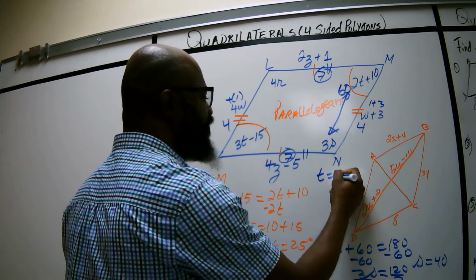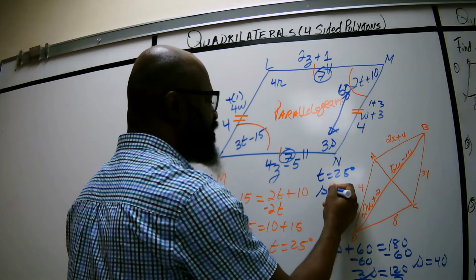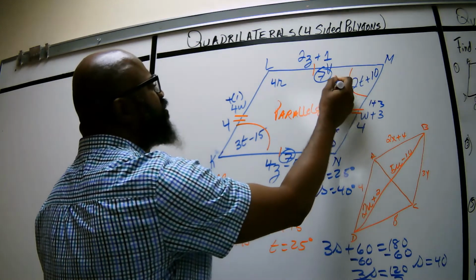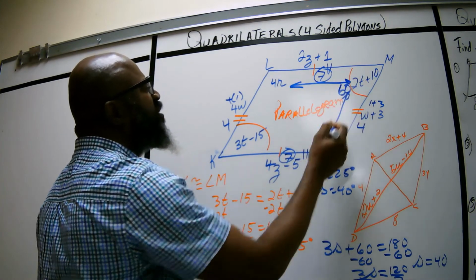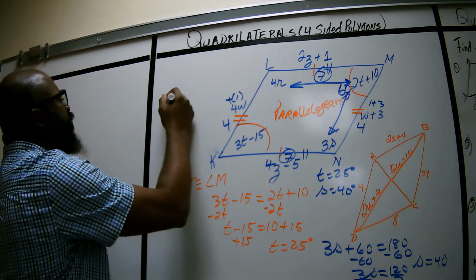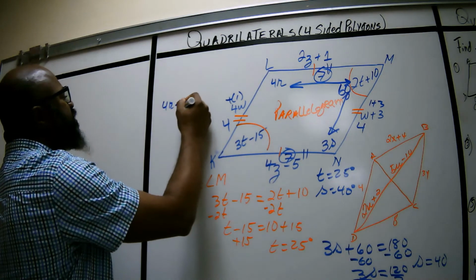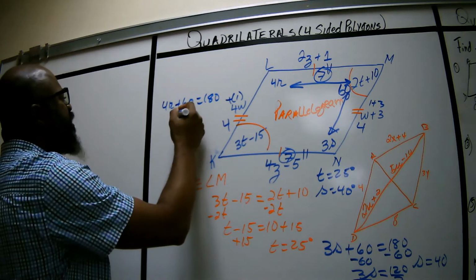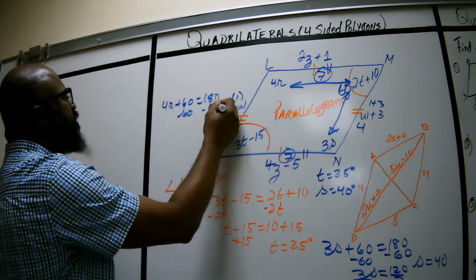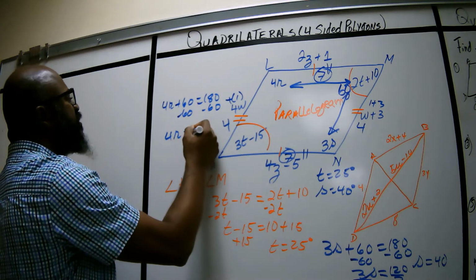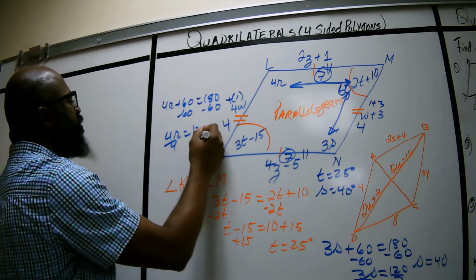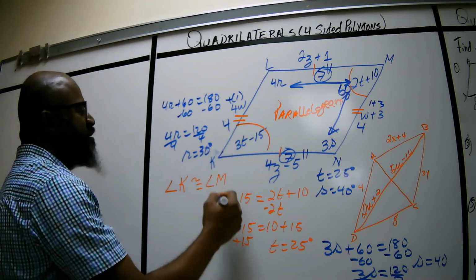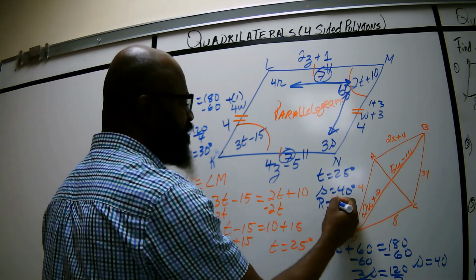T was 25 degrees. S is 40 degrees. I need to find R. Then I can use those two angles also. They add up to 180. That will be 4R plus 60 is equal to 180. Consecutive angles are supplementary. Subtract 60 from each side. Then I will have 4R is equal to 120, divided by 4. In this case, R is 30 degrees.